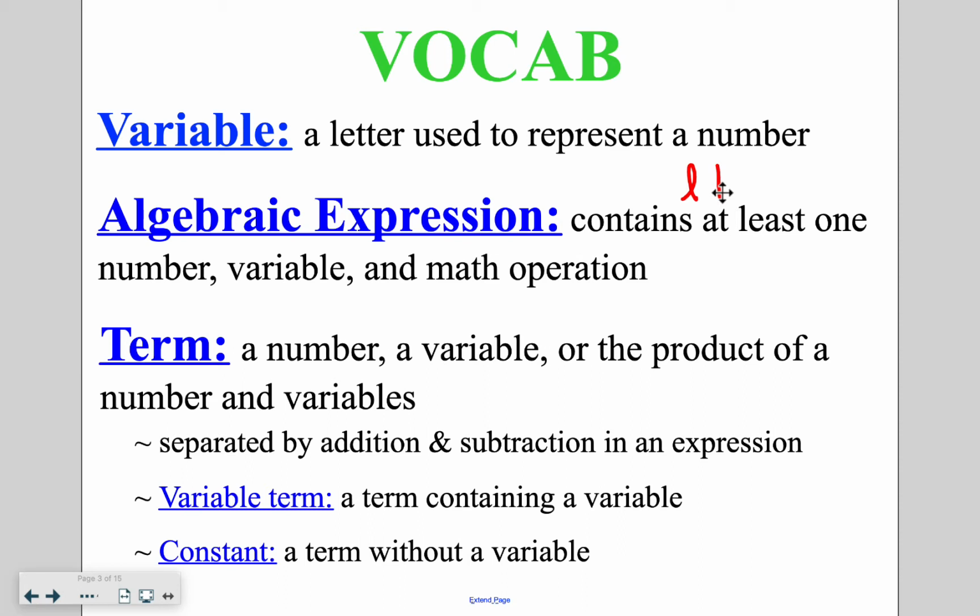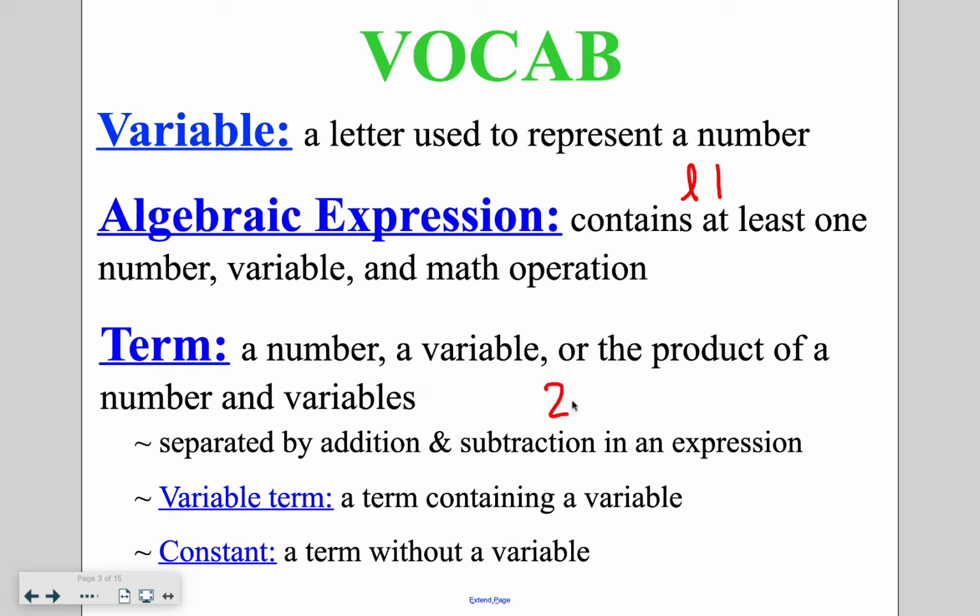Next thing we have is an algebraic expression. This is a math sentence that's going to contain at least one number, one variable, and one math operation. Within that algebraic expression, we have things called terms. Those are the different pieces. It can be the number piece, it can be the variable piece, or it can be numbers and variables multiplied together. Terms are separated by adding and subtraction.